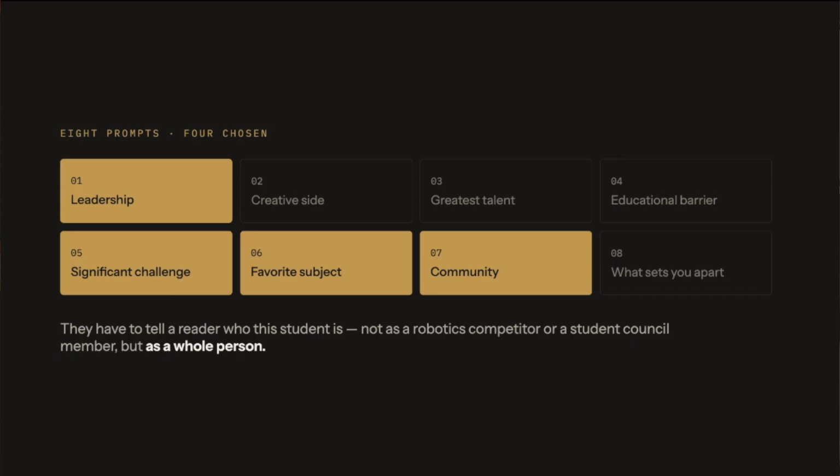Because the same 4 responses do all the work across every UC application, those 4 responses have to accomplish something specific. They have to tell a UC reader who the student is, not who they are as a robotics competitor, or who they are as a student council member, or who they are as a single dimension. It's about who they are as a whole person. That means the 4 responses need to reveal different dimensions of the student. The academic dimension, the character dimension, the community dimension, the distinctive talent dimension.